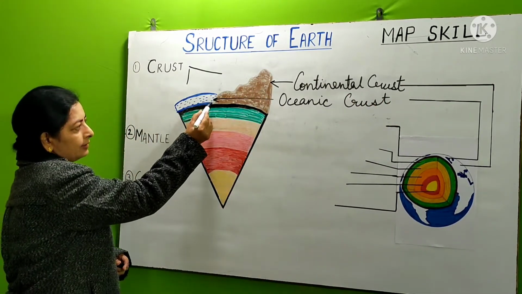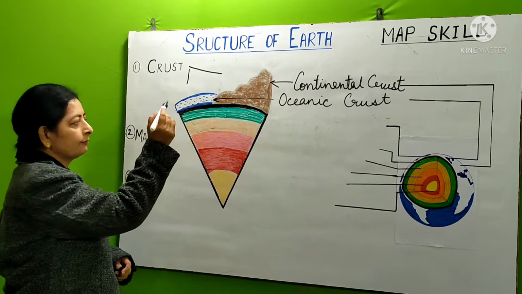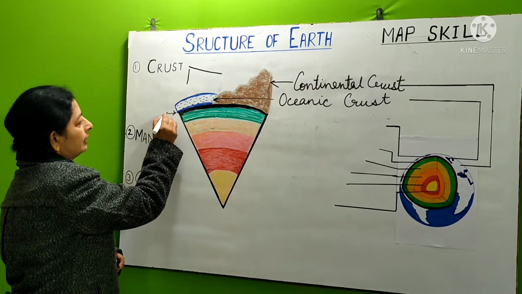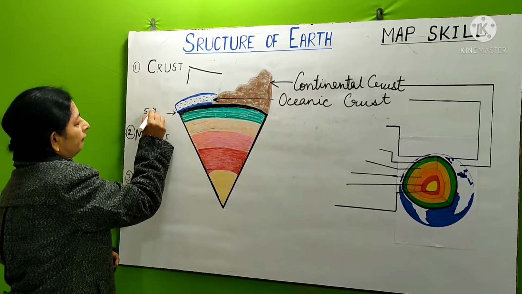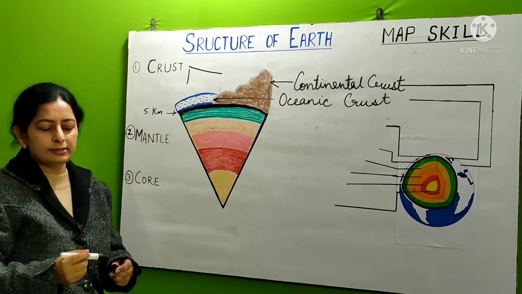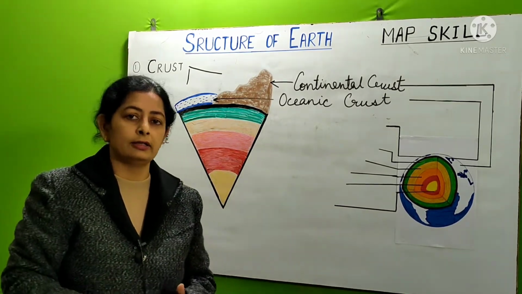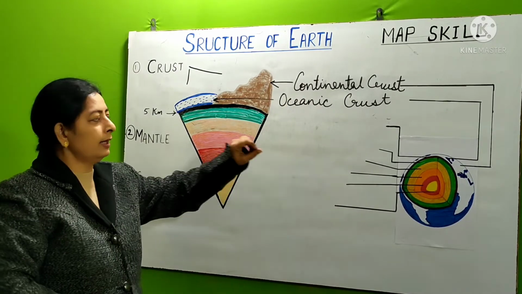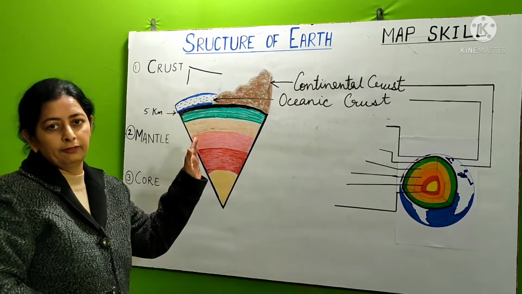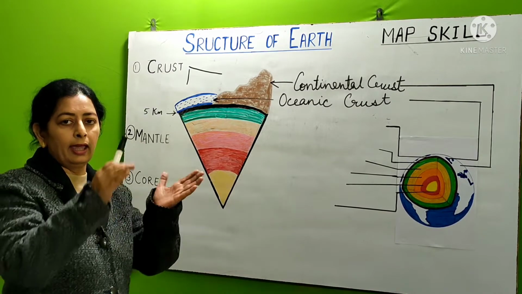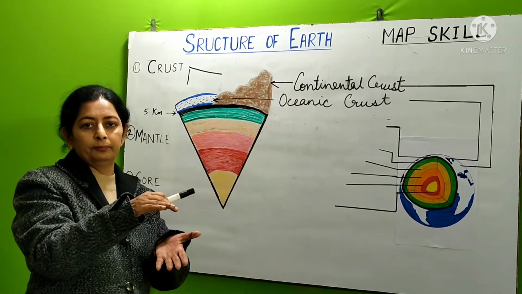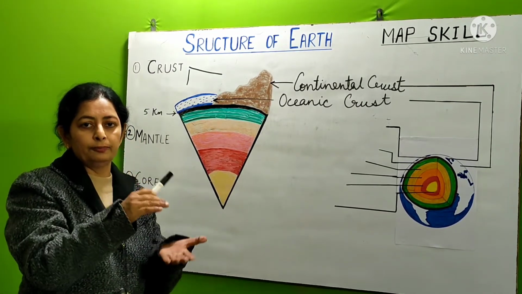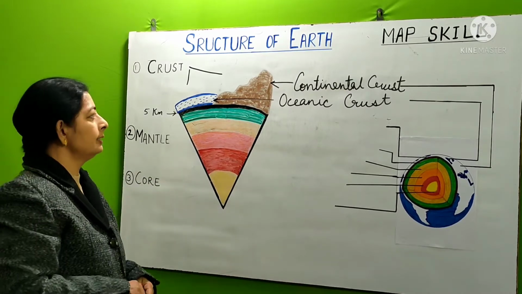This oceanic crust, the floor of this ocean, is very thin. The thickness is nearly 5 kilometers. So this is a very thin layer. The oceanic crust is very thin compared to the continental crust. But it is considered to be a little heavier because the density is high and all the overlying materials are compact. So because of that, the density is high.